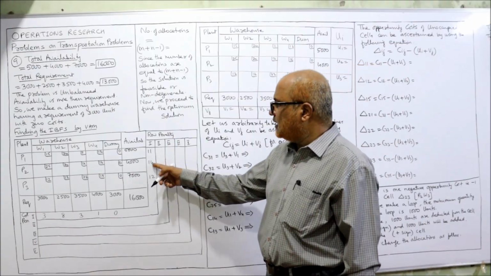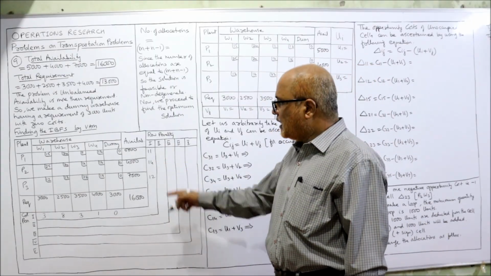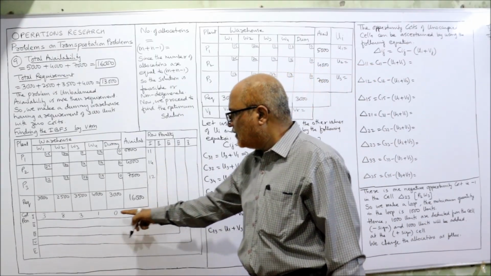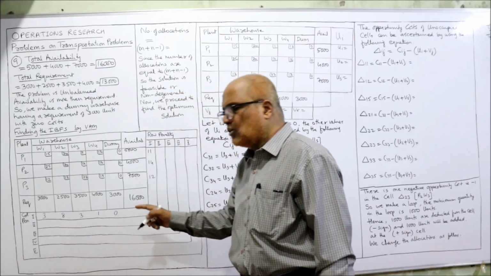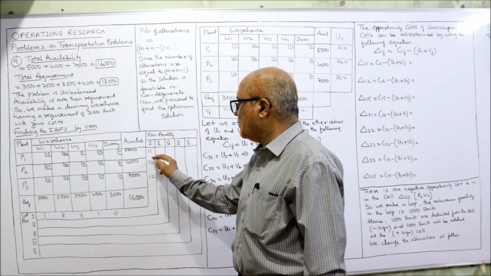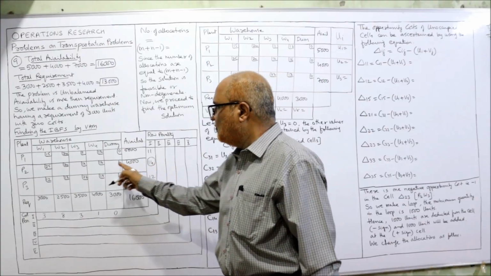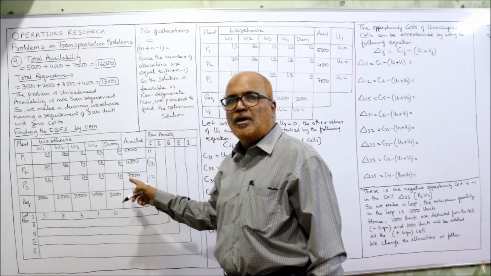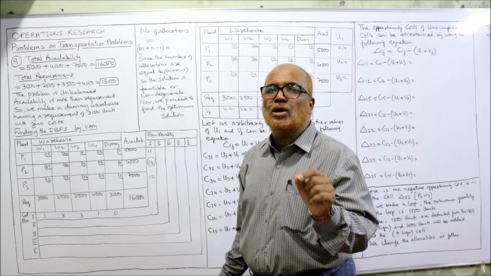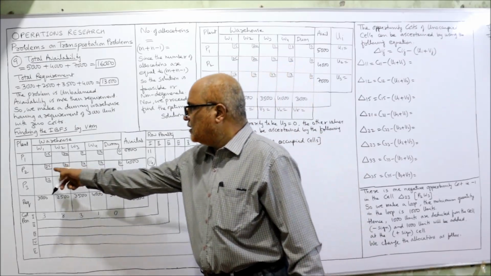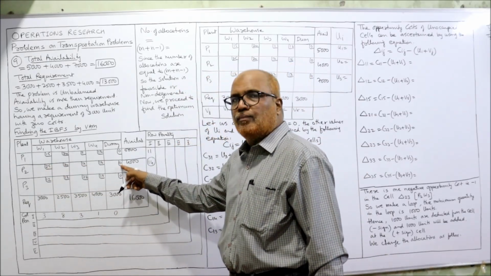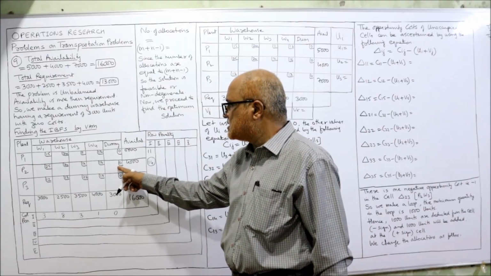Now what is the highest penalty? The penalties are 11, 14, 12, 3, 8, 3, 1, 0. The highest penalty is 14, in this row. In which row are we getting it? P2. Now find out the minimum cost in this row. In this row the minimum cost is 0. So we make the allocation in this cell.